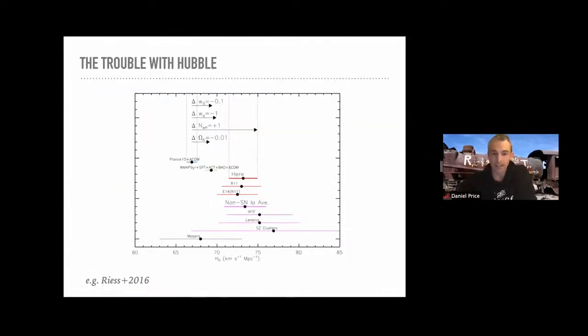Now, there are some interesting discrepancies that have arisen in the last few years, and we're going to come back to this a bit as well. One of which is if you measure the Hubble constant from the cosmic microwave background, I don't know if you guys can see my cursor.